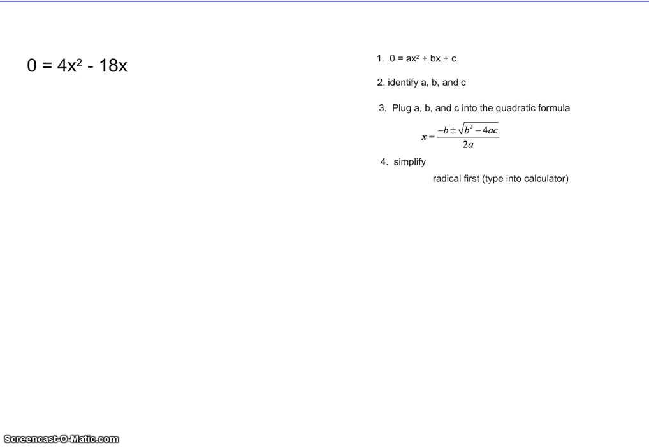All right, so here's one of the reasons why we want to identify A, B, and C. You're missing your C value here. And so I've identified A is 4, B is negative 18, C is 0. So now I'd like you to pause the video, and what I want you to do is plug the numbers into the quadratic formula. Once you've done that, come back, and then we'll pause again and have you solve it. So take a pause, plug the numbers in.